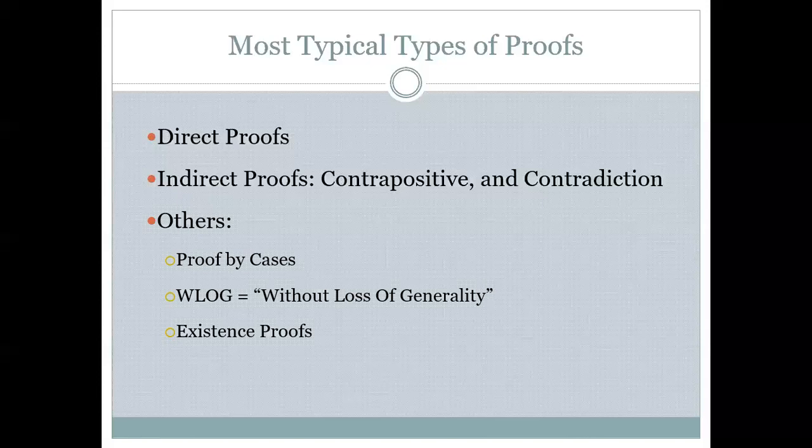Proof by cases, where you split things up into multiple cases and work from there. And then we'll do, sometimes we call them WOLOG proofs, which means without loss of generality proofs.